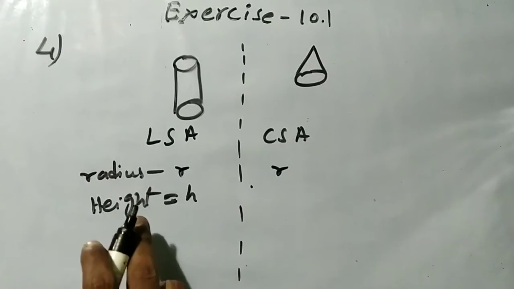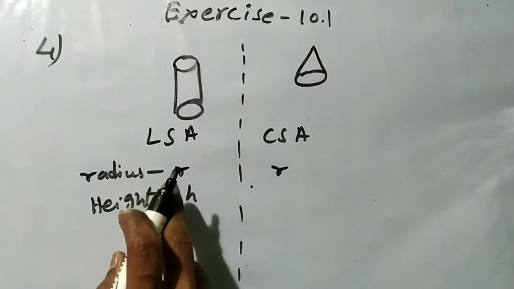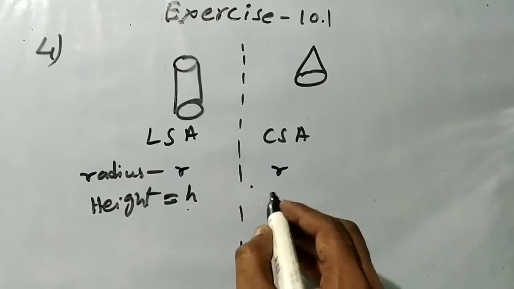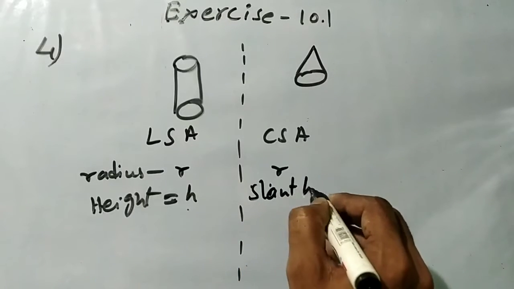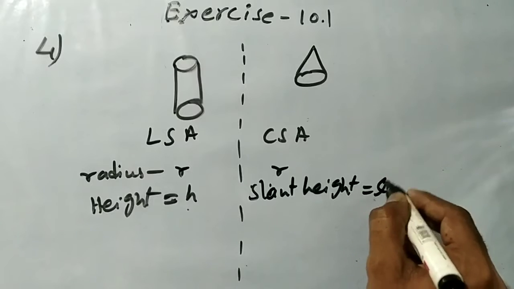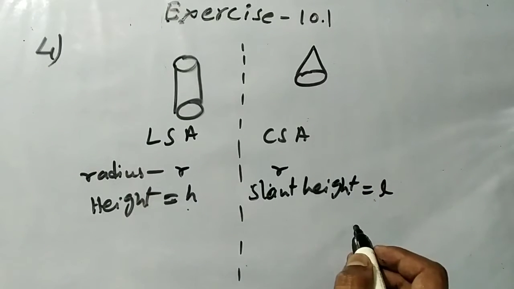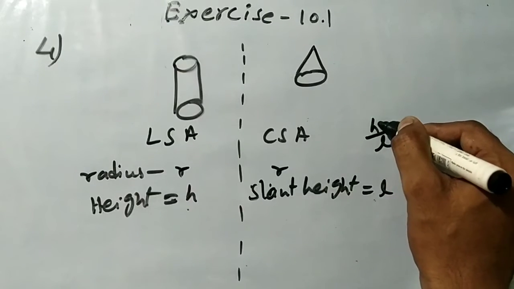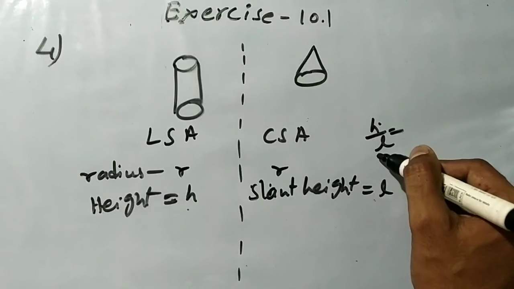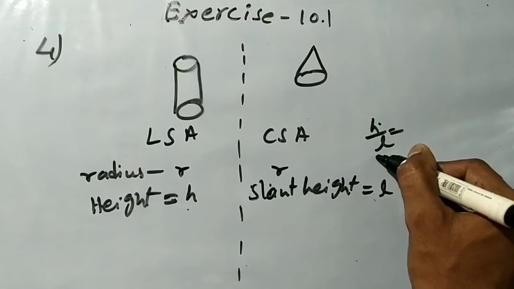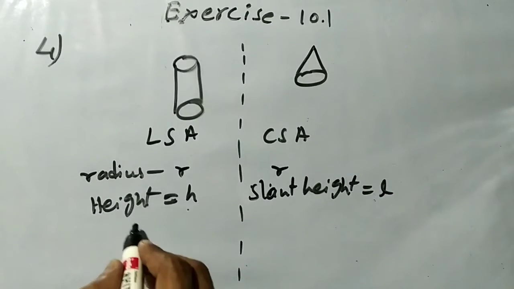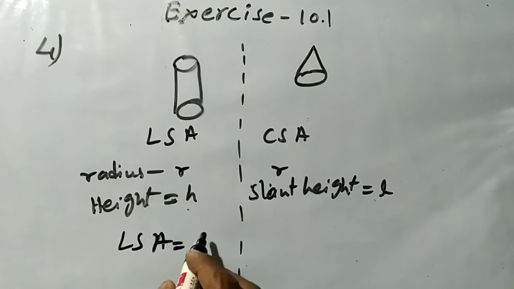In the question they have given that the radius is the same in the cylinder and cone. Here the height is H, and here the slant height is L. We have to find the ratio of the height of the cylinder to the slant height of the cone, that is H by L. So here LSA is equal to 2πRH.